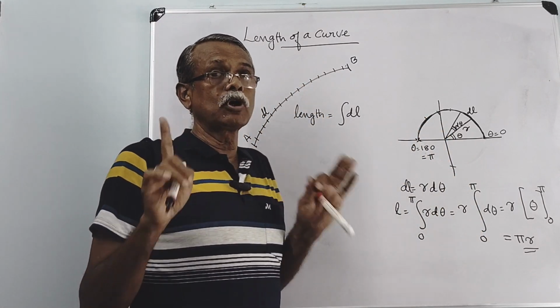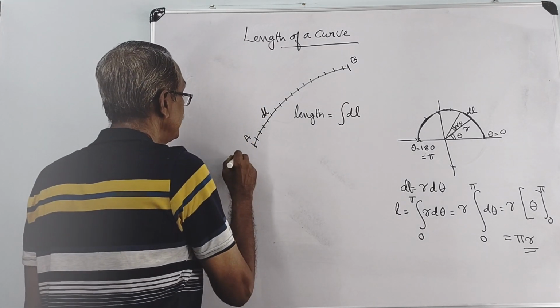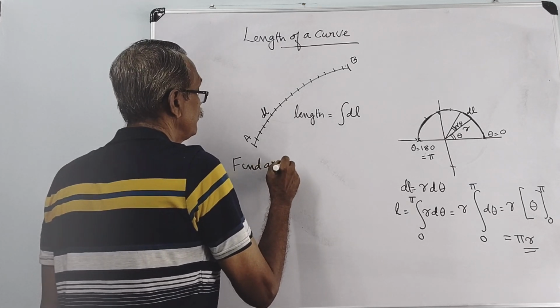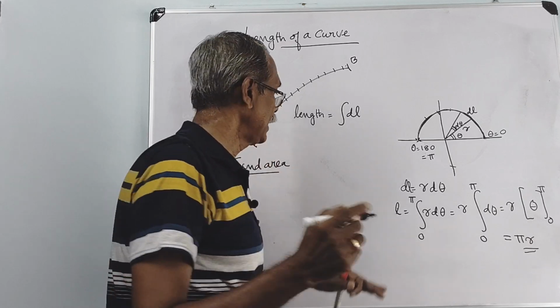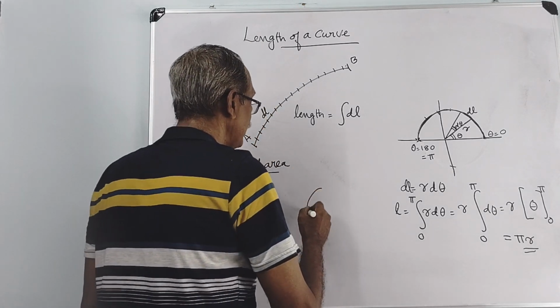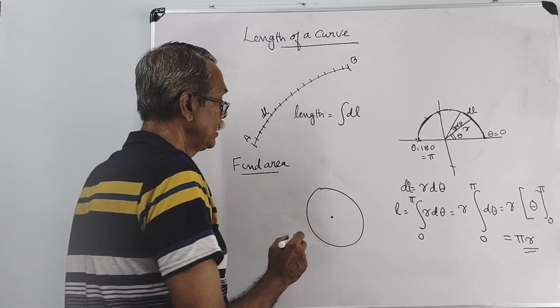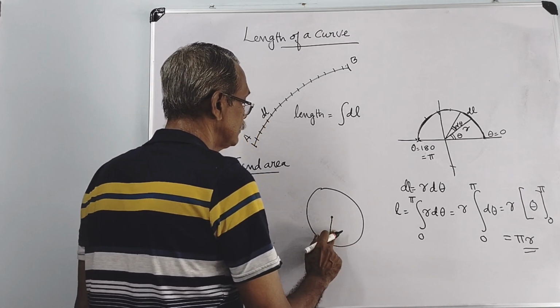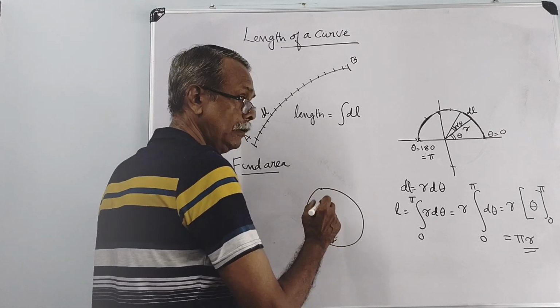Now we will give one more application and conclude this. That is, find area. Not the area of a curve under that, not that area. For example, imagine we have a circle like this. This is the center. This has a radius r. I want to calculate the area of the circle.